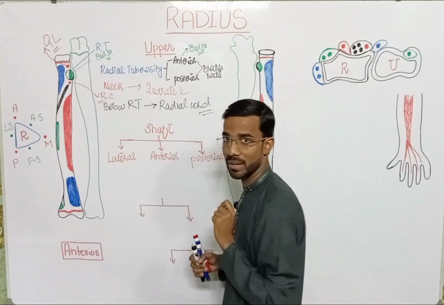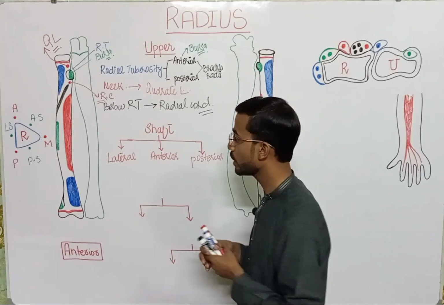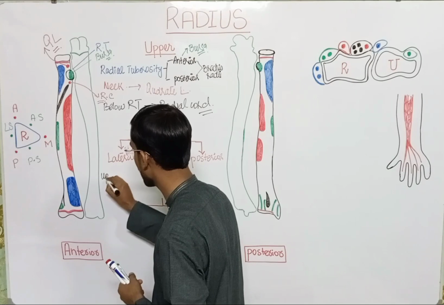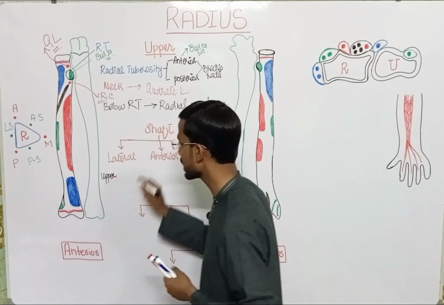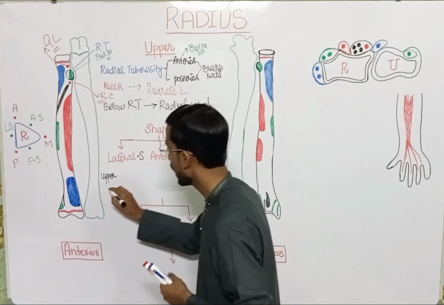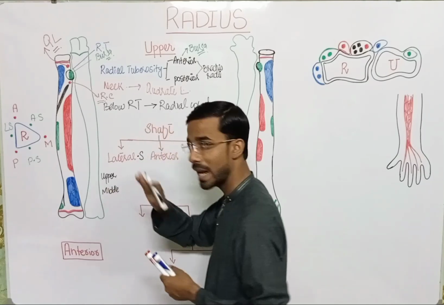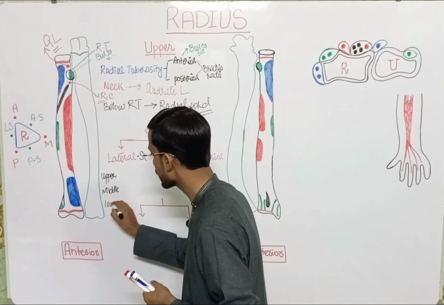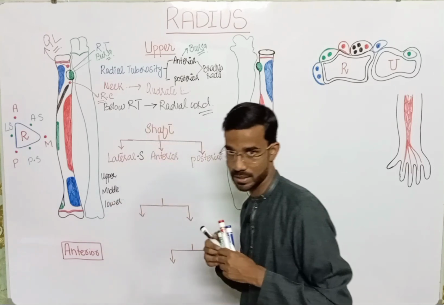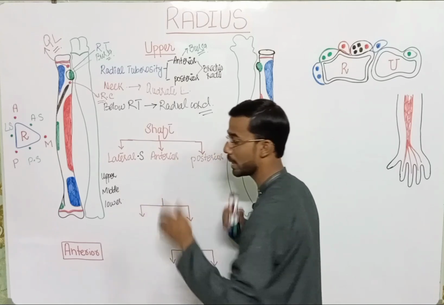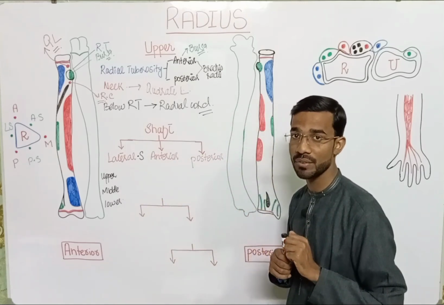At the lateral surface, we divide it into three components. First is the upper lateral surface. This is the surface. Second is the middle lateral surface, and last is the lower lateral surface. Now, what muscles are present at the upper, middle and the lower part of the lateral surface?